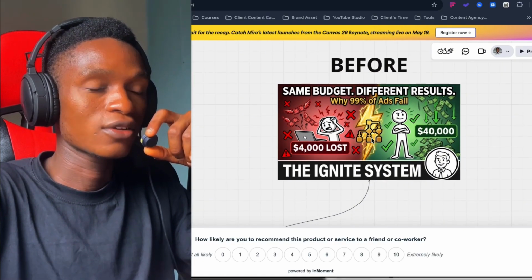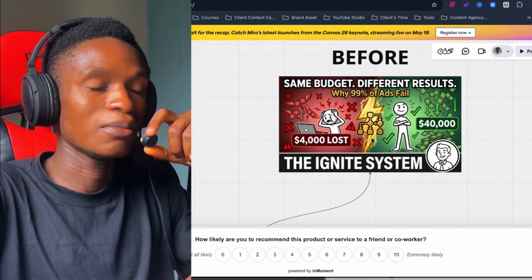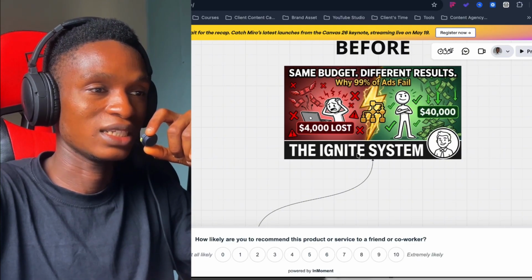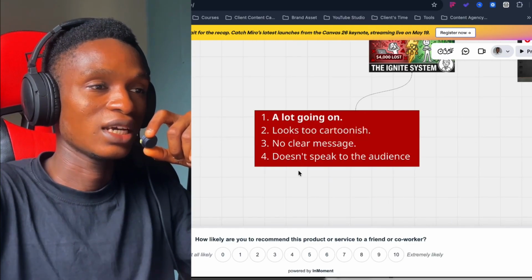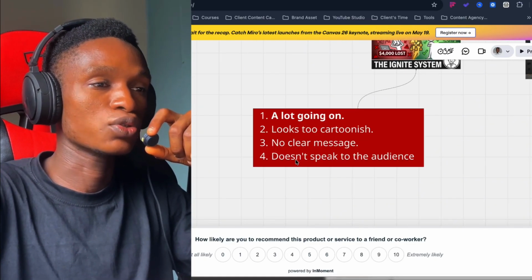That's what I would see. So there is no clear message. The ignite system, then the picture here. The last thing is it doesn't speak to the audience.